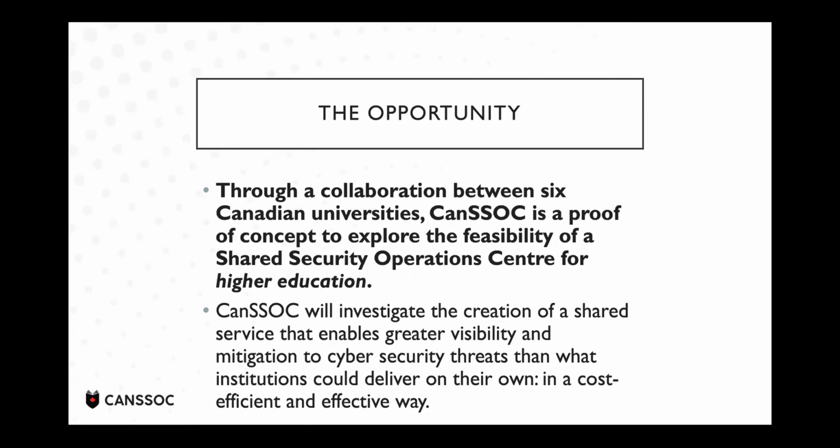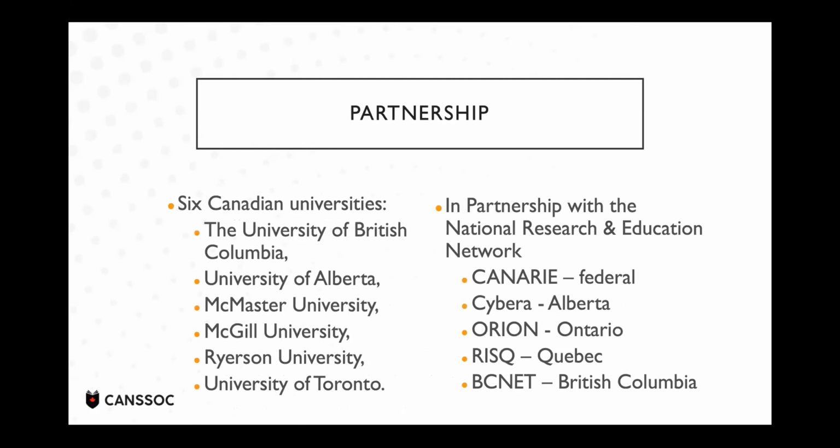So if we switch to the next slide, I'll talk a little bit about the partnership. What we listed here is the 6 Canadian universities: the University of British Columbia, Alberta, McMaster, McGill University, Ryerson, and the University of Toronto. And we're working in partnership with the National Research and Education Network. Gayleen already mentioned CANARIE, who's helping facilitate this for us, but we're also working with the provincial NRENs like Cybera, ORION, RISQ, and BCNet. Those are the provincial ones associated with the 6 universities that you see in the left-hand column.